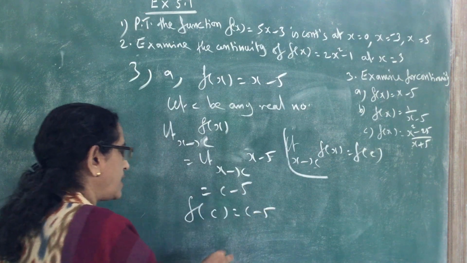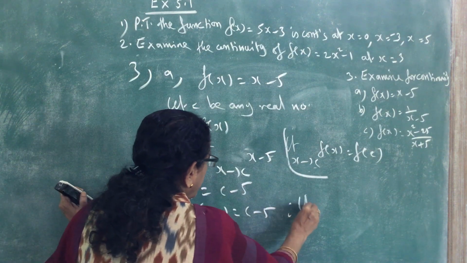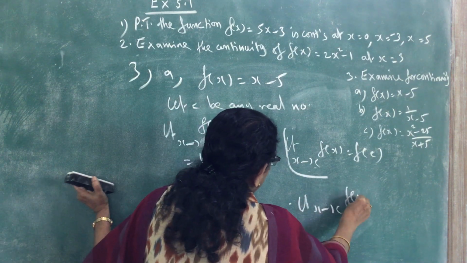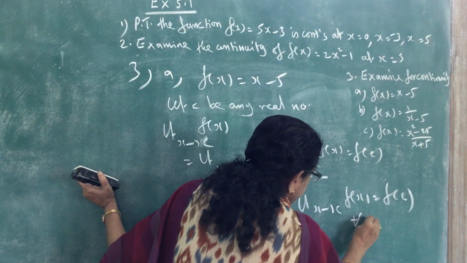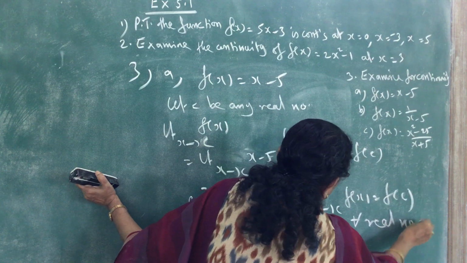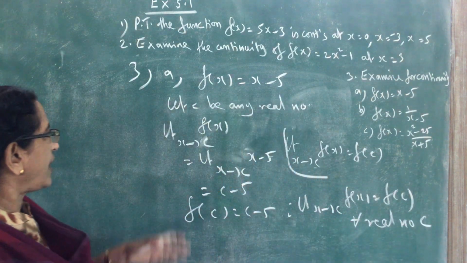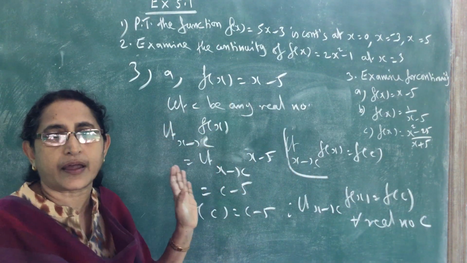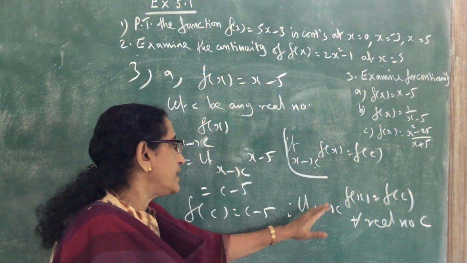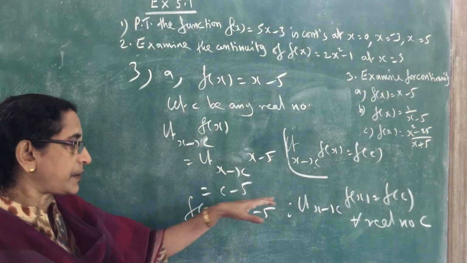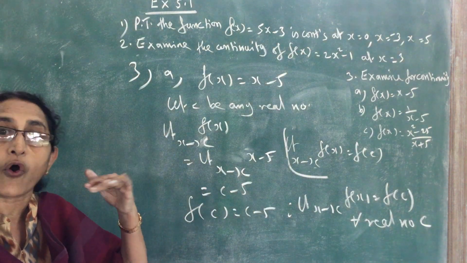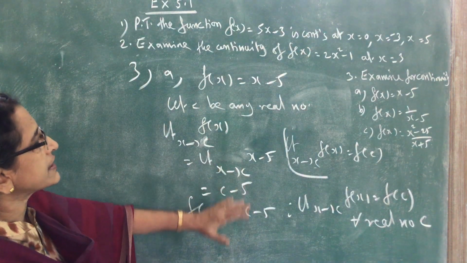So both are equal. Therefore limit x tends to c of f of x equals f of c for every real number c, because we have taken c as any real number. So we got that this function is continuous for every c, that means it is continuous for all real numbers.